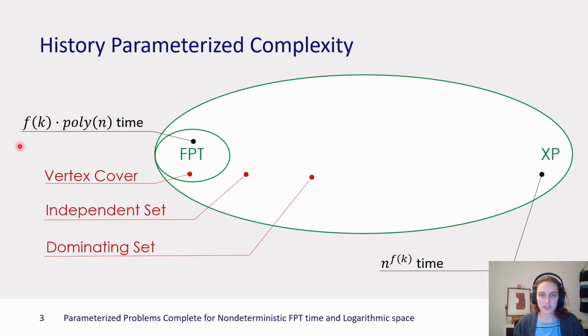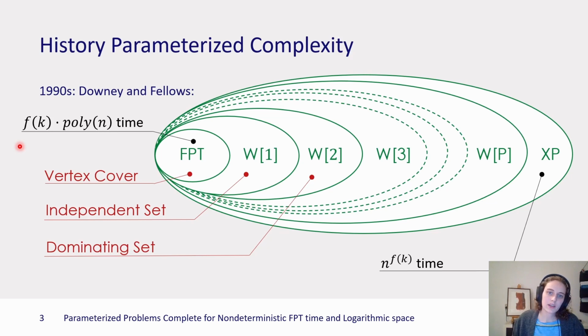So actually this picture is not complete. There's a whole hierarchy between FPT and XP. And this was introduced in the 1990s by Downey and Fellows. And it looks like this. So there's this complexity class W1 and then W2 up until WP. So for those who know these complexity classes, this will probably look familiar. And for those who don't, worry not, you'll not miss that much of the talk. At least what you should know is that the inclusion works like this. So you have FPT, which is the best possible, and then it all lies within this class XP.